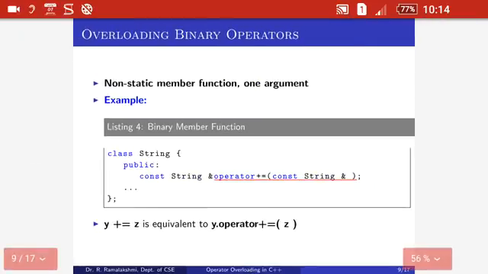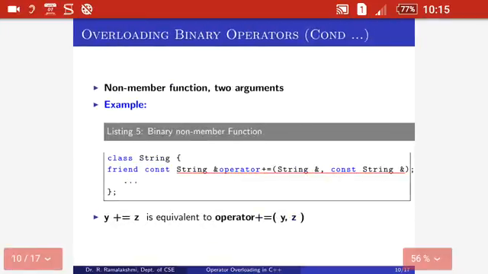And this slide shows how to overload a binary operator with a member function. In that case, one argument is needed, and see the declaration, return type is string, and here we are going to add two strings. So operator plus equal to, and one of the objects is passed as an argument, the other object will be passed implicitly through the this pointer. When you have a statement like this, y plus equal to z, this is equivalent to calling y.operator+=(z). And this is an example showing how to overload a binary operator with two arguments as a non-member function.